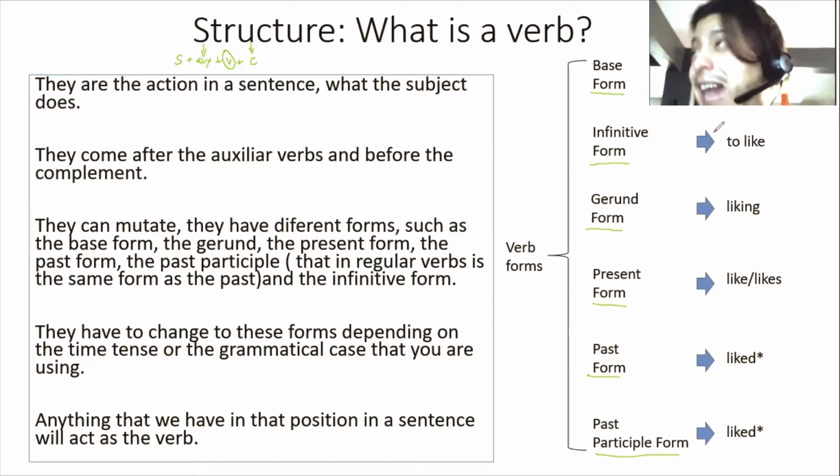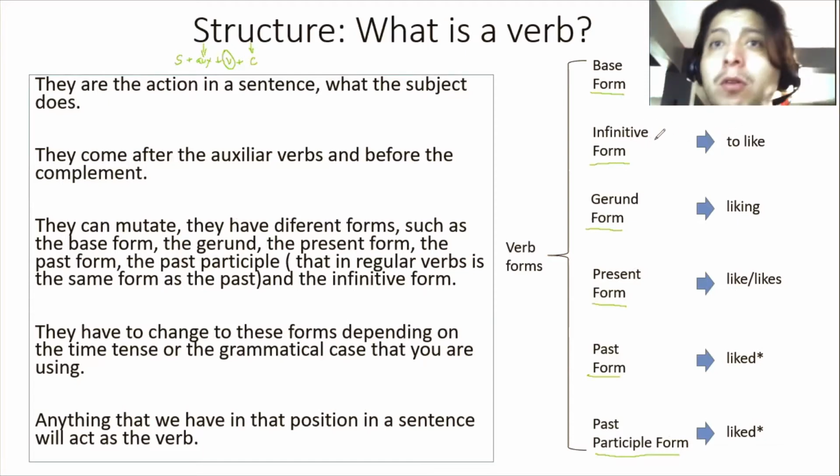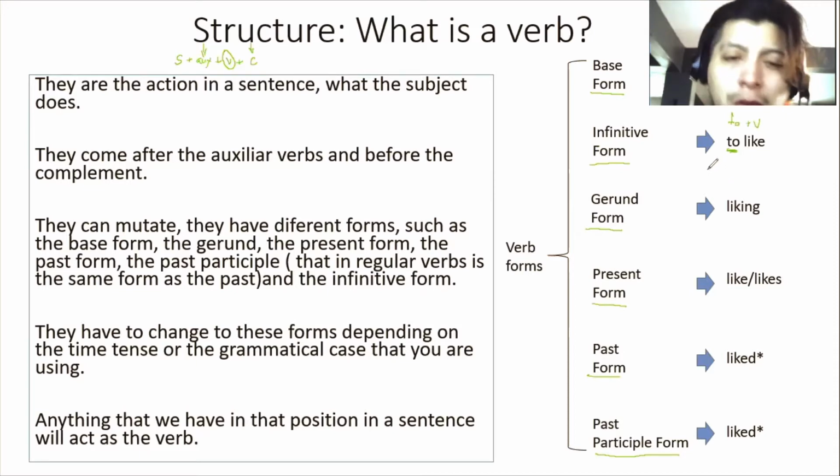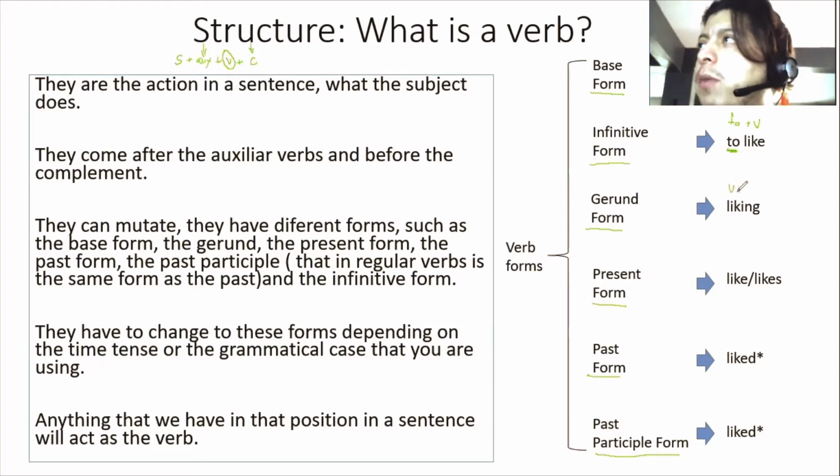We have the infinitive form. The infinitive form is just the base form with "to" at the beginning. To plus verb, and that's it. And you don't have irregular forms or anything like that. You have the gerund, that's the verb plus ing. This is very simple too. You just need the verb and ing at the end.